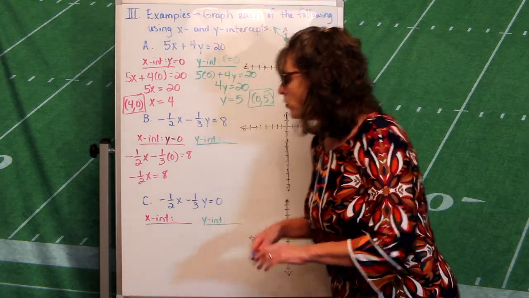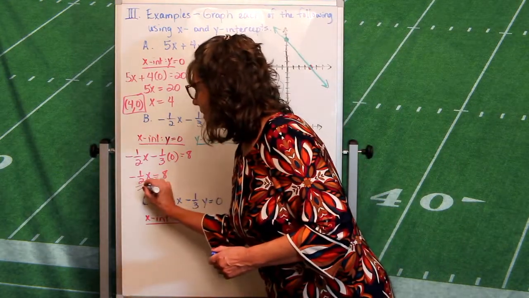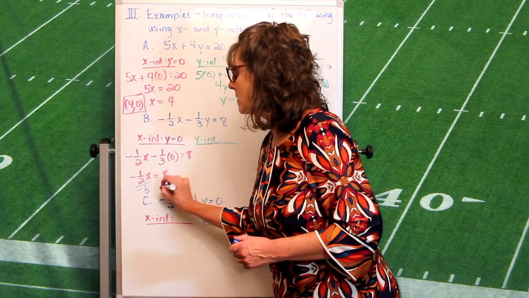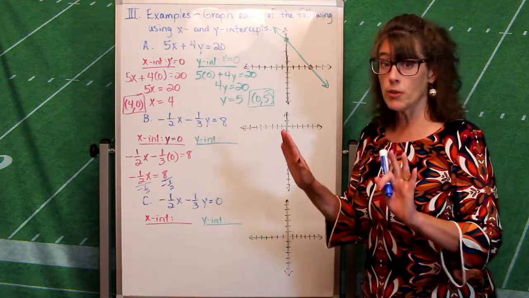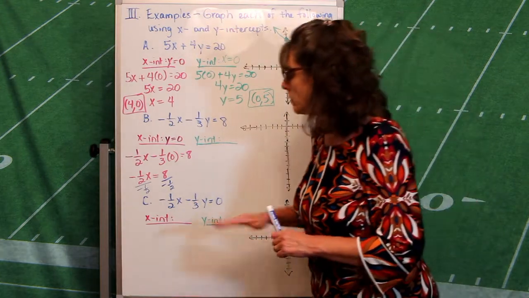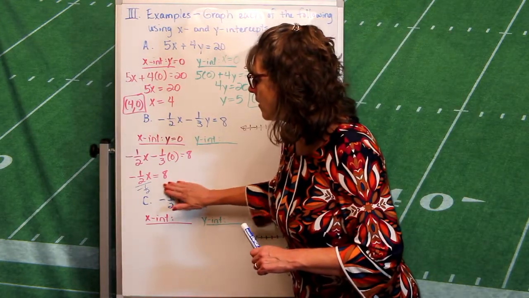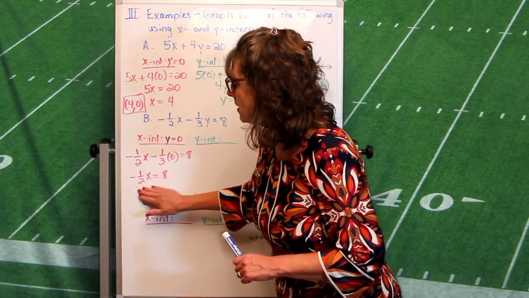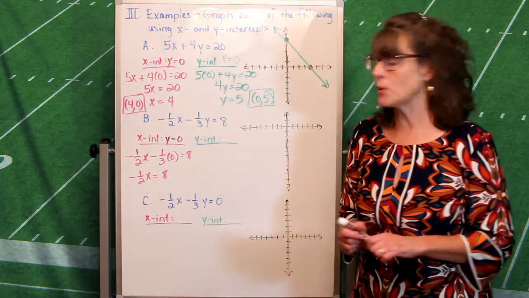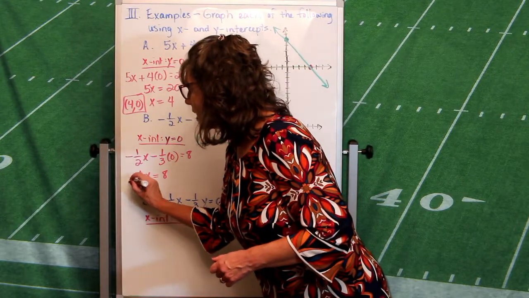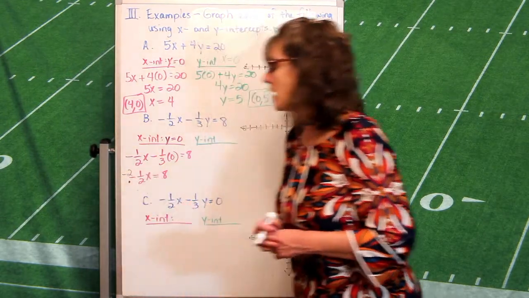If I try to go through and do this, dividing by a negative 1/2, wow, that's a nasty mess right there. That's a complex fraction. I don't want to deal with a complex fraction. But we talked before about dividing by a fraction being the same thing as multiplying by its reciprocal. I'm going to go for the jugular, and I'm going to multiply by the reciprocal of negative 2.